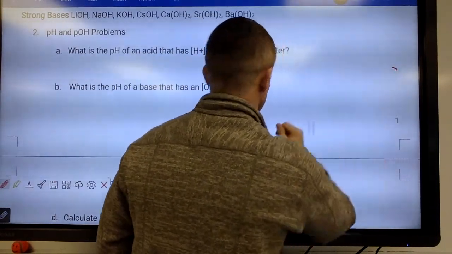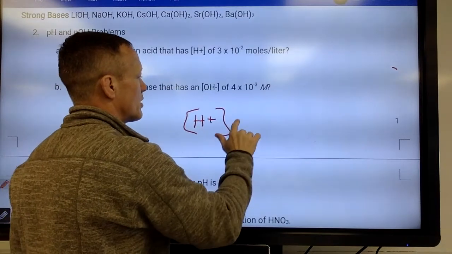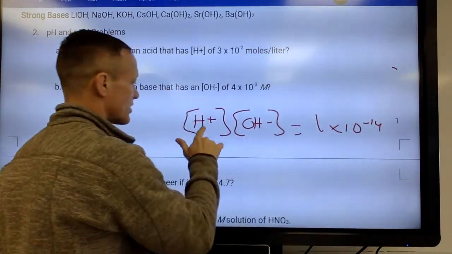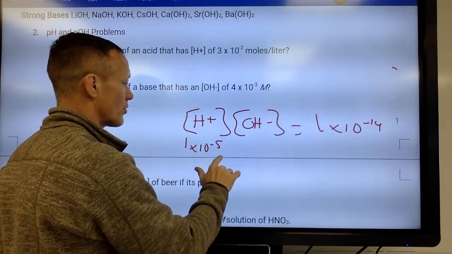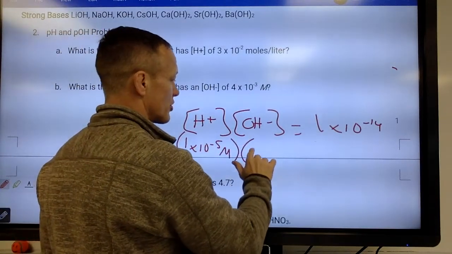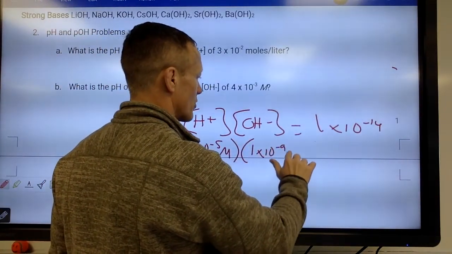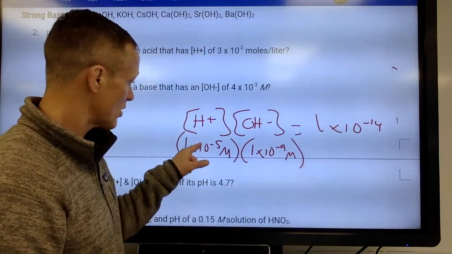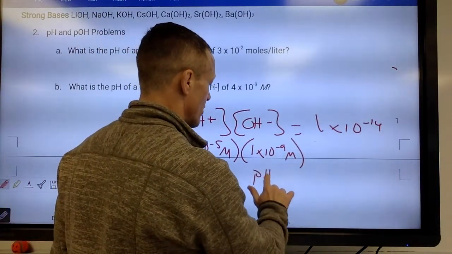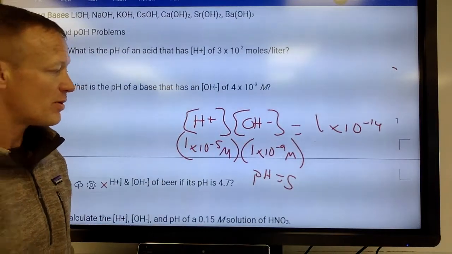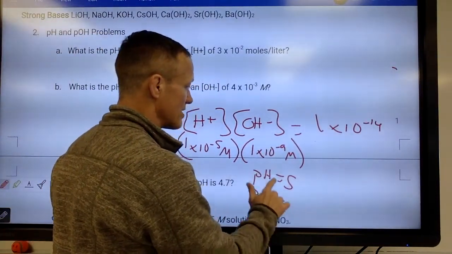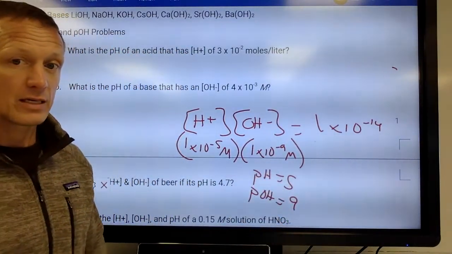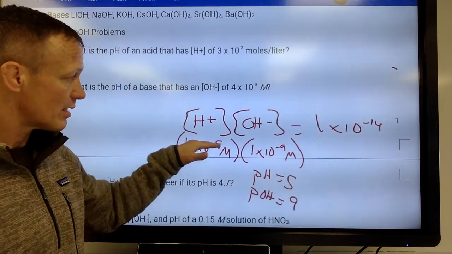The other thing we know is the concentration of H plus ions times the concentration of OH negative ions equals 1 times 10 to the negative 14th. Let's say this concentration is 1 times 10 to the negative 5th molar. That means this concentration is 1 times 10 to the negative 9th molar. This is a bigger concentration than that. The pH is the negative log of this, which would be 5. The pOH is the negative log of the concentration of OH negative, which would be 9. pH plus pOH adds up to 14. So this would be an acidic solution. There's more of these than there are of those.